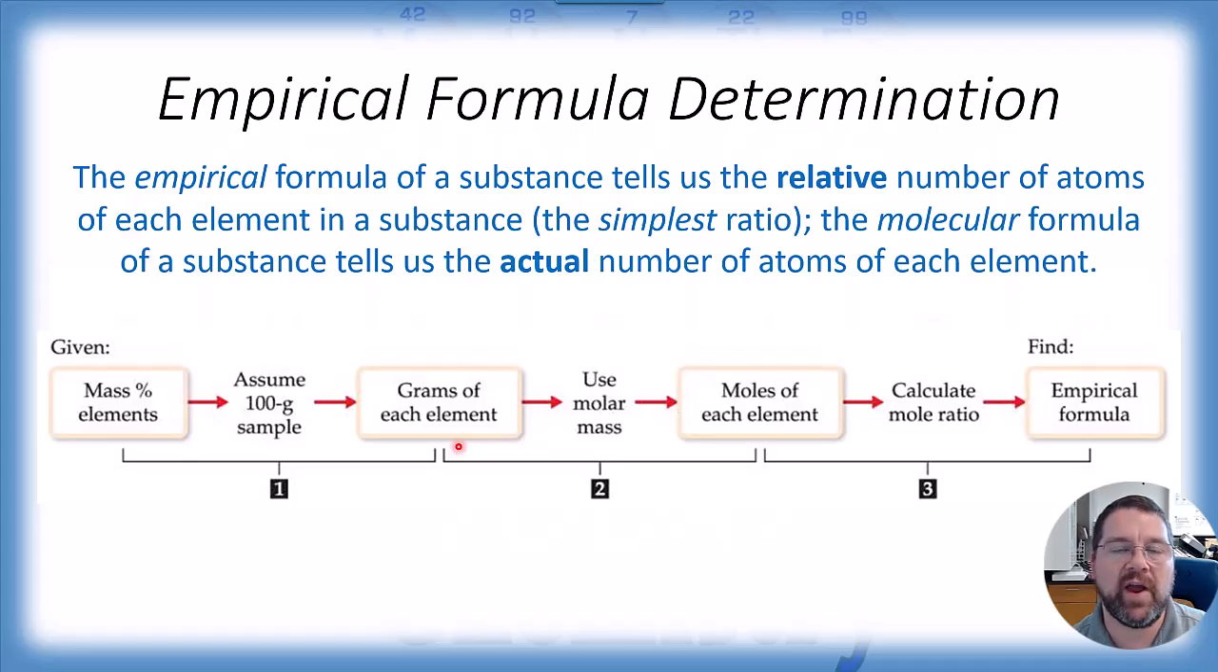Once we have the grams, the mass of each element, we can convert to moles using the molar mass for those elements. And then we want to compare those mole numbers, for three elements or however many there are. Whatever the smallest mole number is, that's what we will divide into all of the mole numbers. What that's going to give us, hopefully, is a whole number ratio. Those whole numbers become the subscripts for each respective element, and that's our empirical formula.